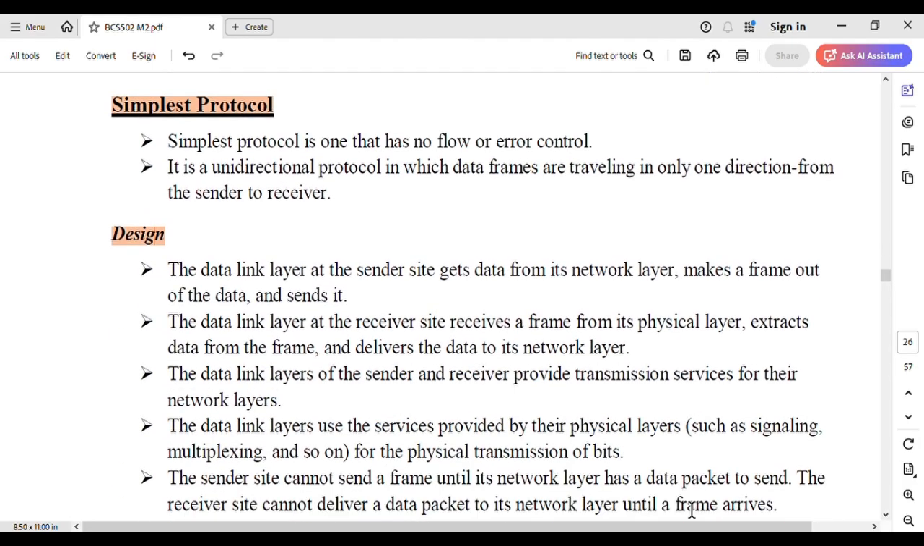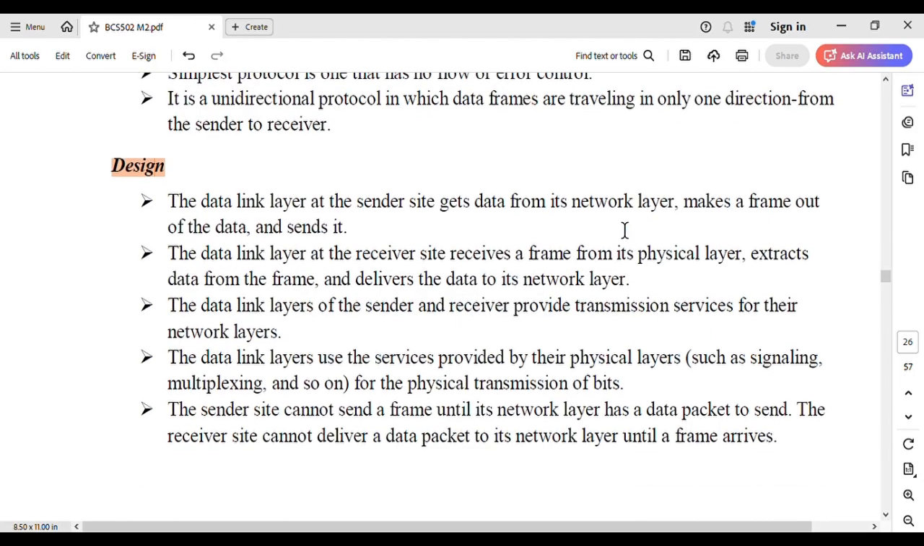Under the noiseless protocols, the first protocol is the simplest protocol. The simplest protocol is the one that has no flow or error control. They have made the assumption that there are no errors or problems present. It is a unidirectional protocol in which data frames travel in only one direction, from the sender to the receiver.